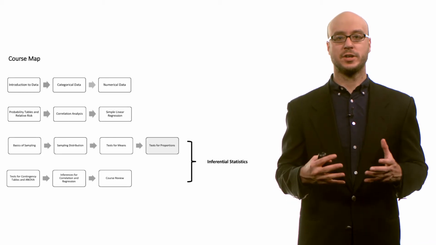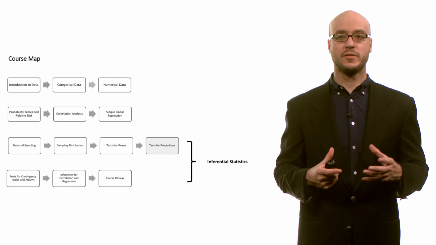Just to put this lecture into context, we're still talking about inferential statistics. We just talked about tests for means and the basics of hypothesis testing. Now we're going to see what happens when we look at proportions. You might be interested in making some kind of inference about a population proportion, such as the percentage voting in a particular way in an election.